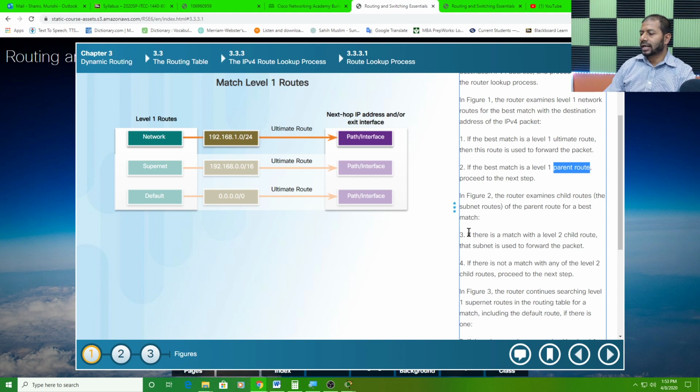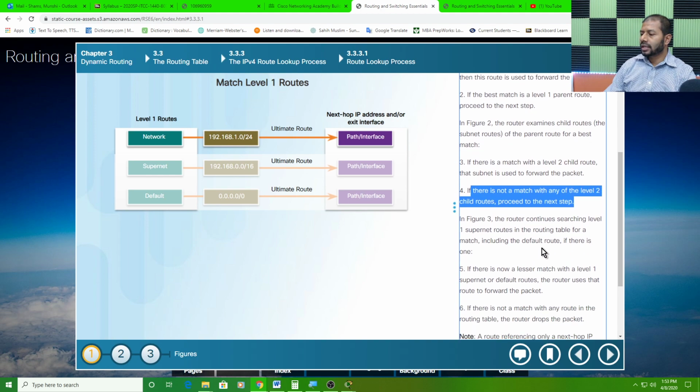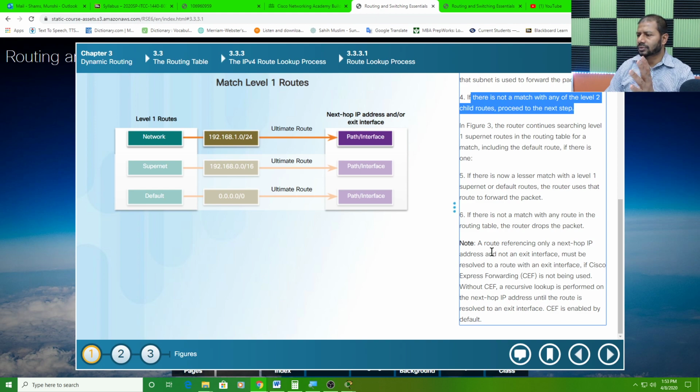Then you figure out if there is a child that matches. When you have a parent that matches, the child will probably match more specifically to the specific subnet, and then you send through that interface. If there is no match with even the child, then you see if there is a lesser match, like a supernet or any other match. If not, then you go for the default route. If nothing matches and there is no default route, then the router is going to drop that packet.